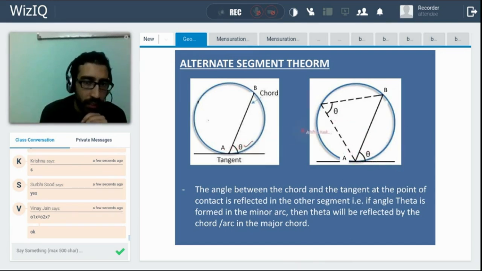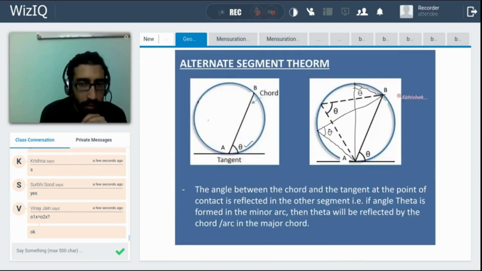So if this angle is theta here, the chord AB will subtend theta on the circumference of the major arc. We've already covered this. If this is theta, then all angles subtended by AB will be theta. This will also be theta. Any other angle that you may think of will also be theta, and so on and so forth. Is this cool? Is this good?